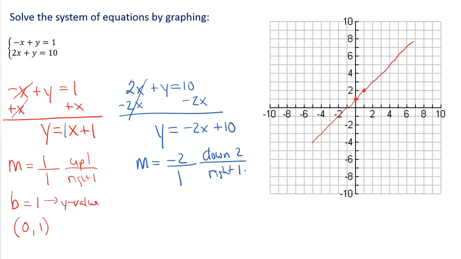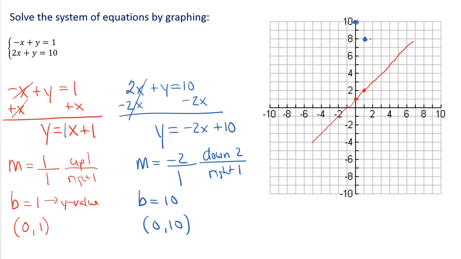But from where? Well, I need my y-intercept. So my y-intercept is right here, it is 10. B is 10. That's actually my b value. So my y-intercept is (0, 10). So that's the first thing I want to do, is mark my y-intercept. So there it is up there at (0, 10). So now I count down 2, right 1, and that will give me a second point.